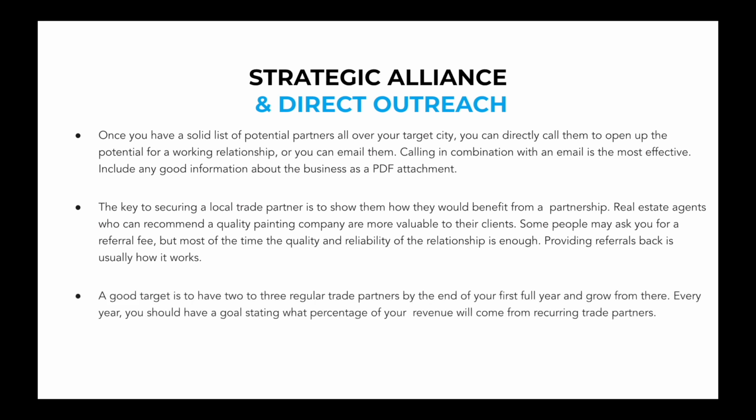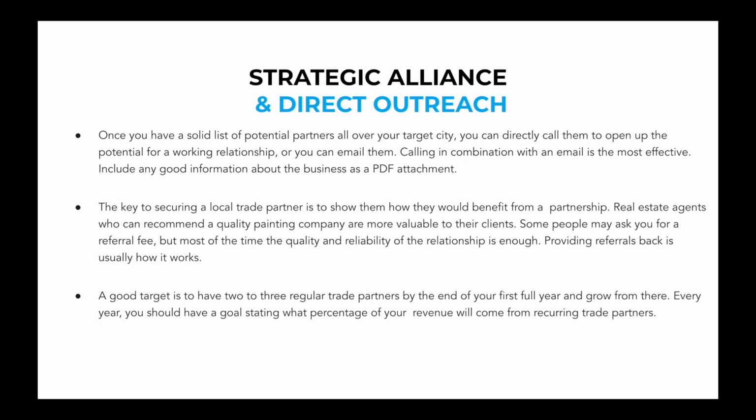A good target is to have 2 to 3 regular trade partners by the end of your first full year, and then grow from there. So you don't have to make it super overwhelming. One really good trade partner can go a long way. You can get a lot of referrals, like 10, 20, 30 referrals off of one person if it's a good working relationship.